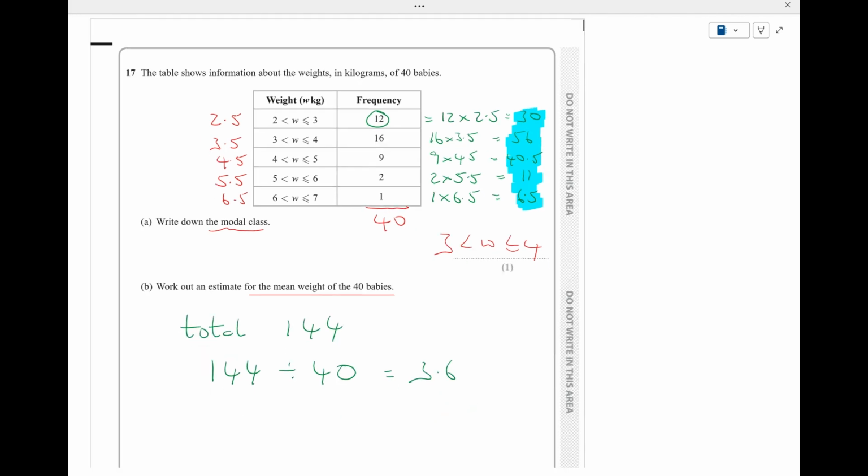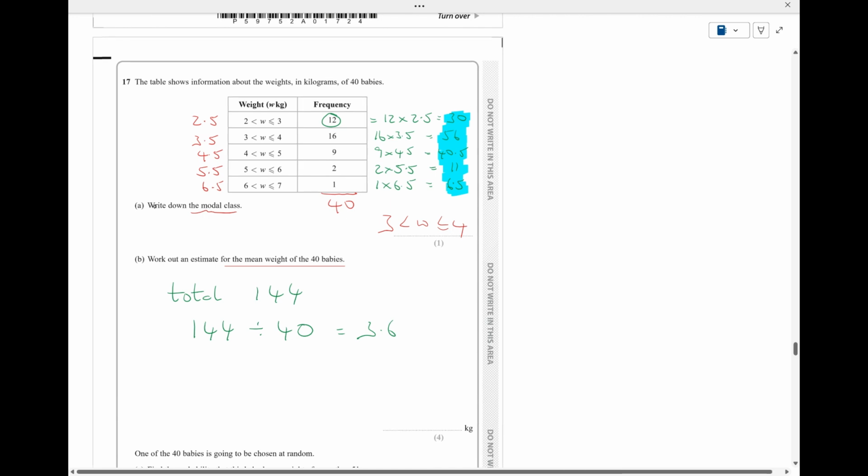Now, before I write that on my answer line, is that realistic? Is that a typical weight of a baby? I think it probably is, isn't it? At least it lies between 2 and 7, right? And look, it's about 3.6-ish, because so many of them weigh low down on that table, a low weight.